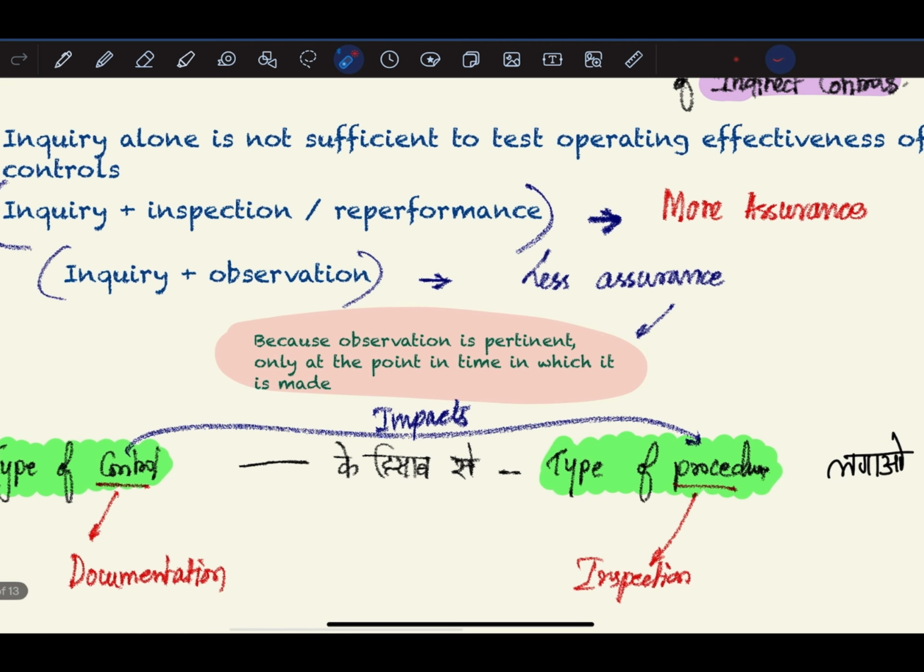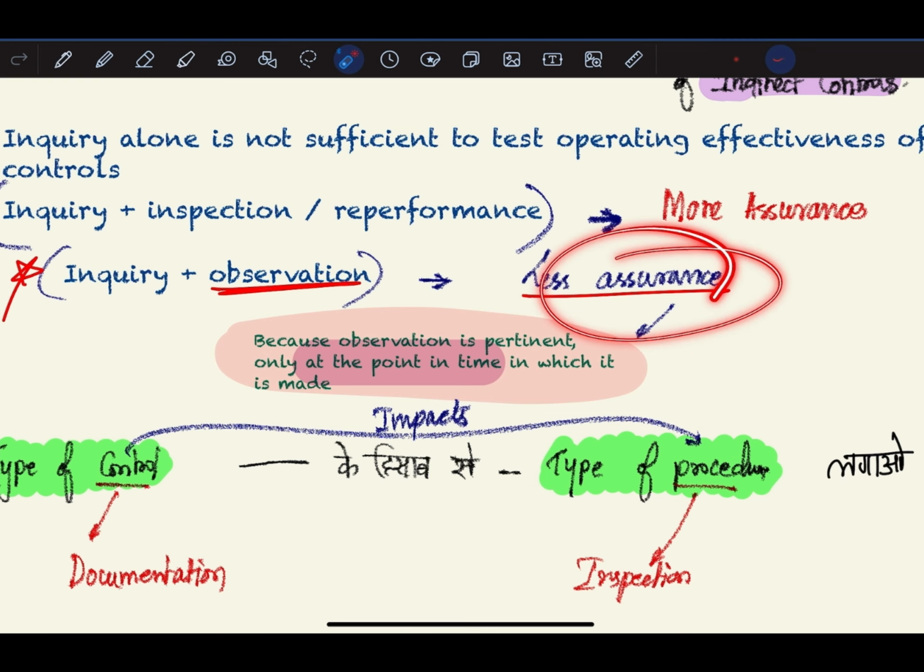The next thing is that inquiry alone is not sufficient to test operating effectiveness of controls. We've already read that inquiry alone is not sufficient. You need to do inquiry in combination with inspection or re-performance to get more assurance. And one more important point is that whenever you do inquiry in combination with observation, it will give you less assurance because observation is pertinent only at a point in time in which it is made. So that's the reason it will give less assurance.